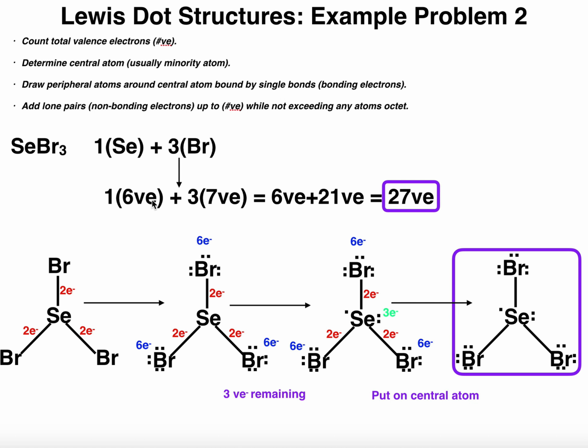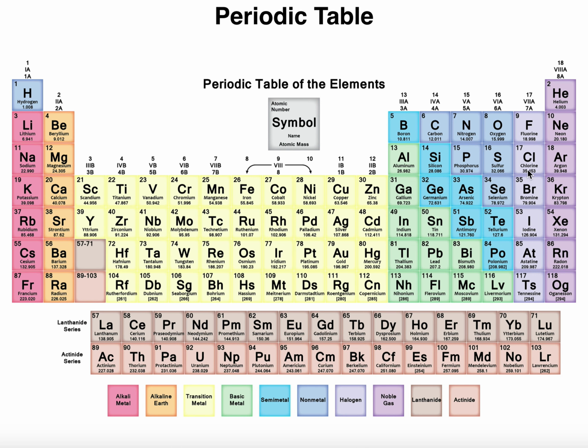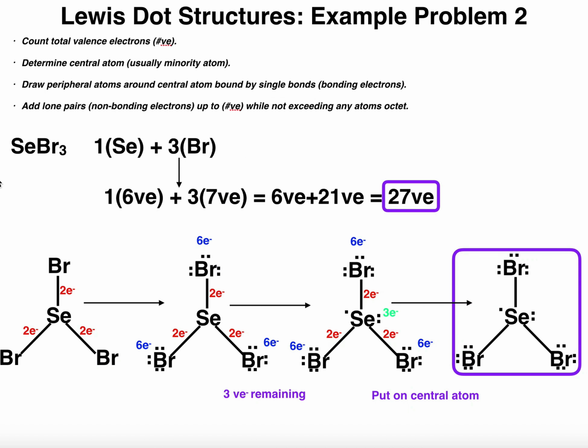Each bromine atom will have 7 because bromine is in group 7, and so each bromine atom will carry 7 valence electrons. So now I can add this up. 6 valence electrons, 1 times 6 from the selenium. 21 valence electrons from the bromine because of 3 times 7. So 6 plus 21, that's going to give me a total valence electron count of 27 electrons. 27 valence electrons. So let's remember that.